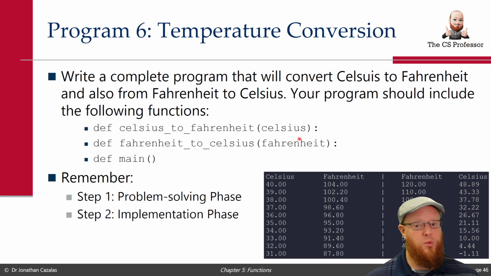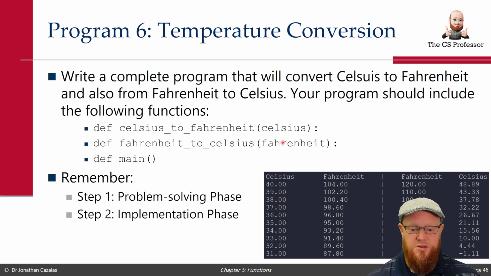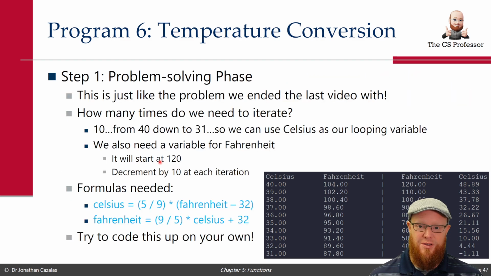Celsius to Fahrenheit, where we're going to send over a Celsius value and have the function return, in just a single line of code, the mathematical equation, and it will return the Fahrenheit value. Another function, Fahrenheit to Celsius, we're going to send over Fahrenheit as the argument, as the parameter, and it will return to us the Celsius value. And then, of course, we will have our main program, which will solve all of this for us. So problem-solving phase, it's just like that last one.